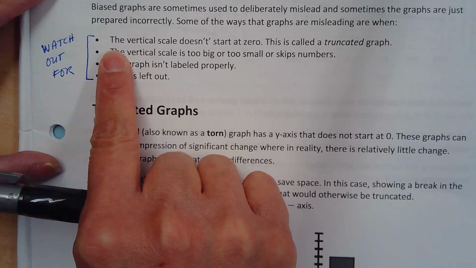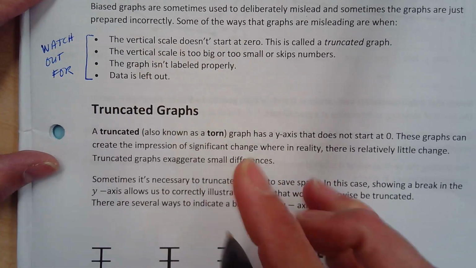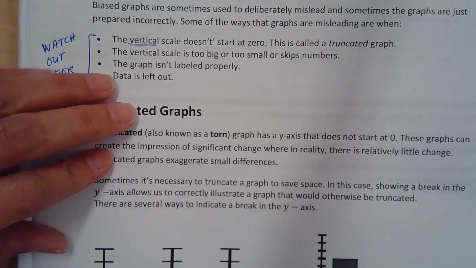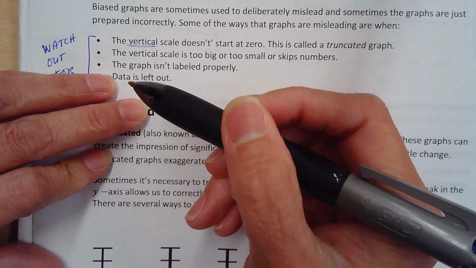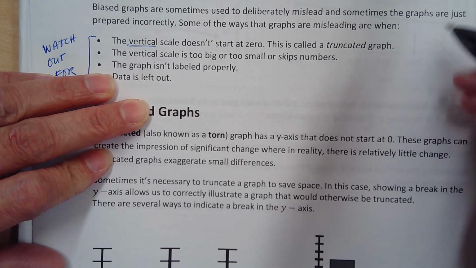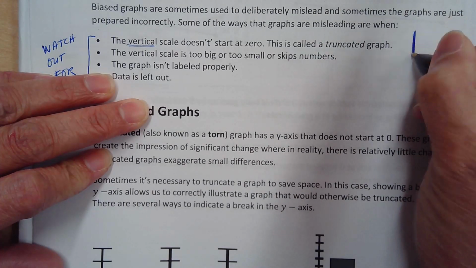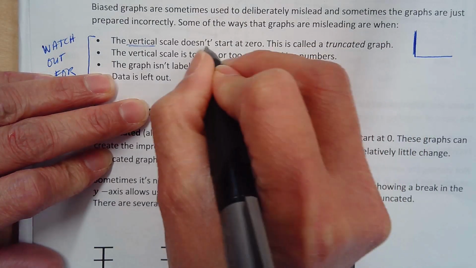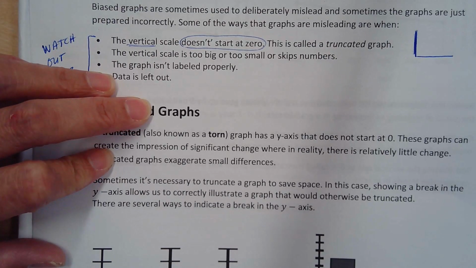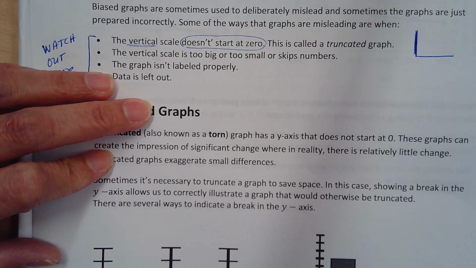So the first one to watch out for: the vertical scale doesn't start at 0. Okay, stop right there. What's a vertical scale? When we talked about this last time when we were graphing, we said the vertical axis, that's the up and down, right? This vertical axis. So the vertical is the up and down axis, and it says it doesn't start at 0. Okay, we're going to see why that is a misleading graph when it doesn't start at 0.